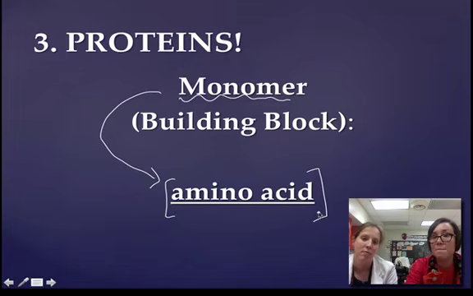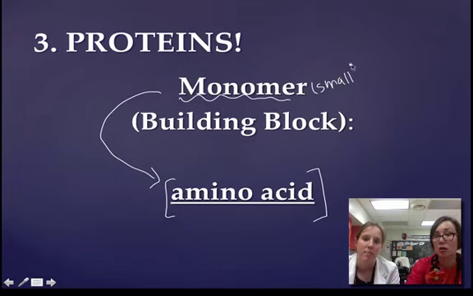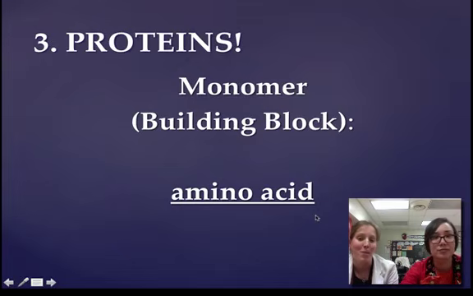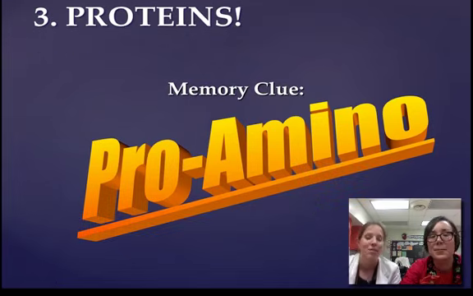So reminder, a monomer is something small, so it takes a lot of those amino acids to make our larger polymer, which in this case happens to be our protein. So there's got to be a way to remember that. So our memory clue for proteins, which you should also write on your paper, is going to be pro-amino.